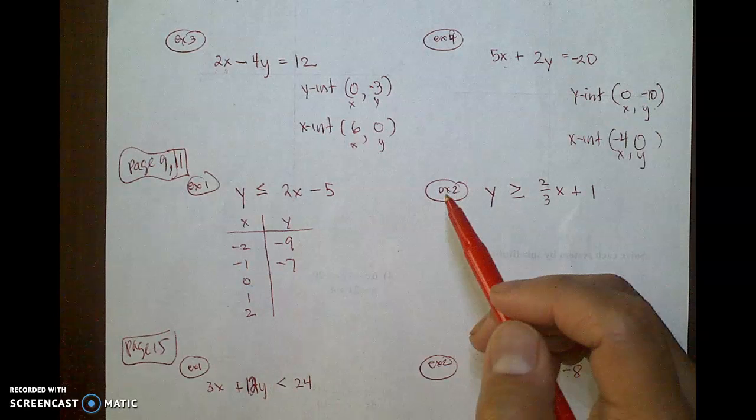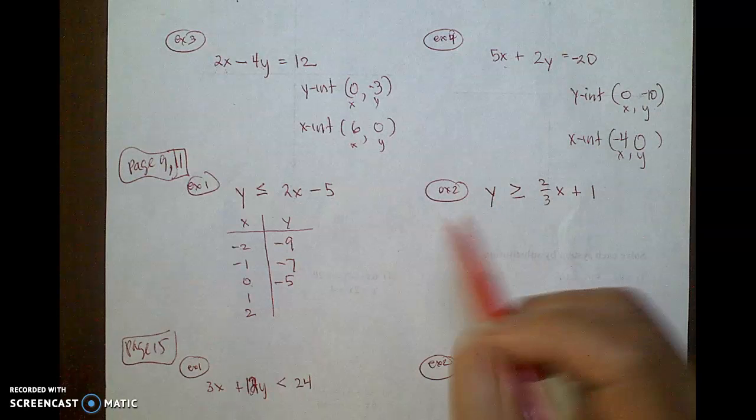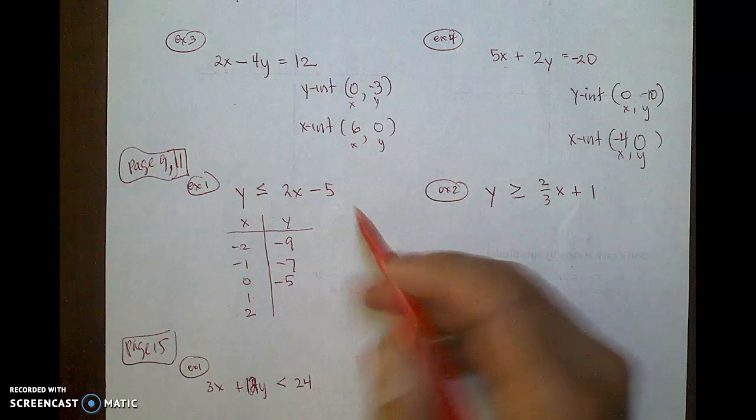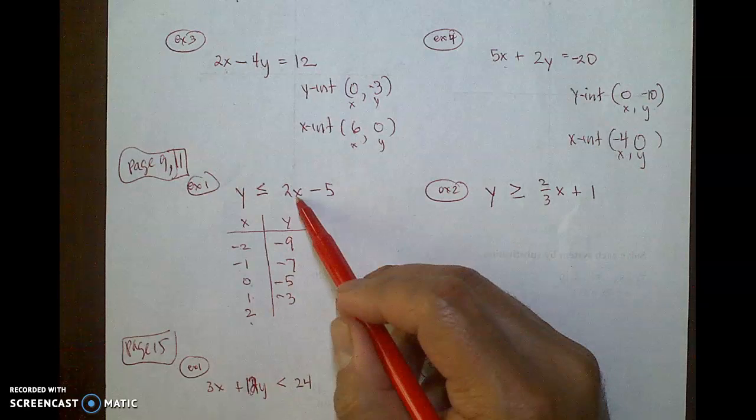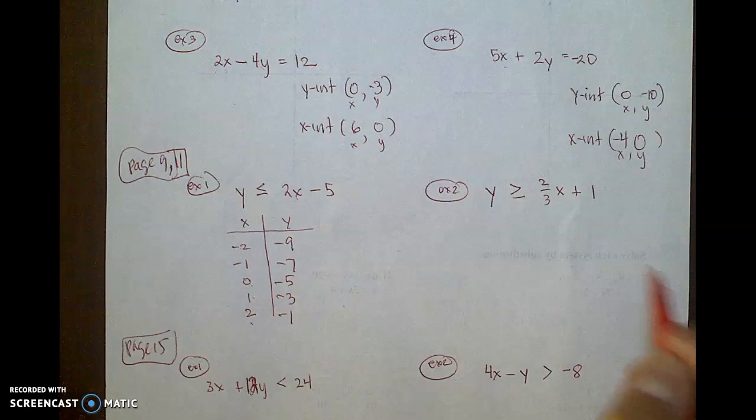0 in for x. 2 times 0 is 0. Minus 5 is negative 5. 1 in for x. 2 times 1 is 2. Minus 5 is negative 3. And finally, plug 2 in for x. 2 times 2 is 4. 4 minus 5 is negative 1.